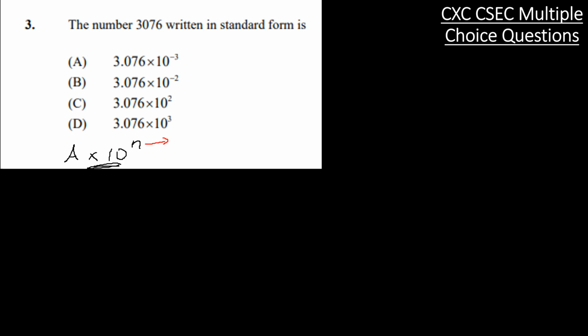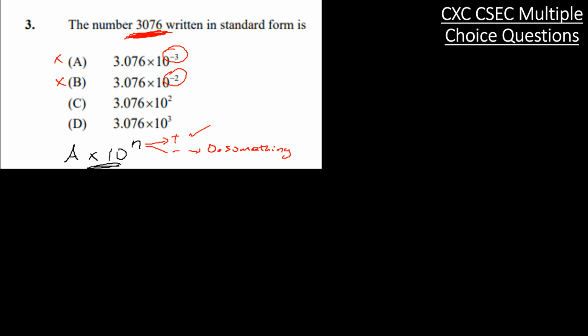Now, n can either be positive or negative. Negative if the original number started as 0 point something, right? If that's not the case, then it's going to be positive. When we look at the original number, did it start as 0 point something? No. So therefore, the power of 10 should be positive. So definitely we know B cannot be the answer, neither A, because the power is negative, and that's only when you have the original number starting as 0 point something.